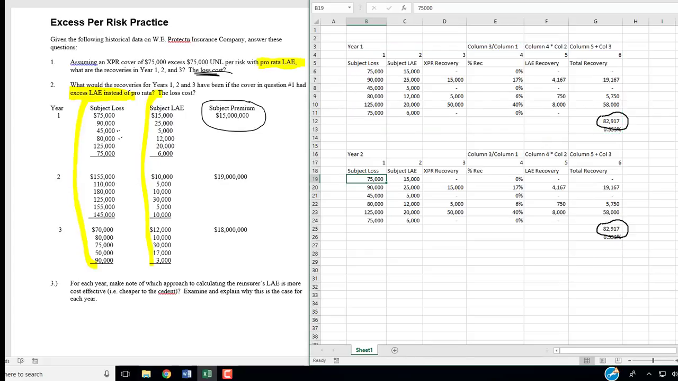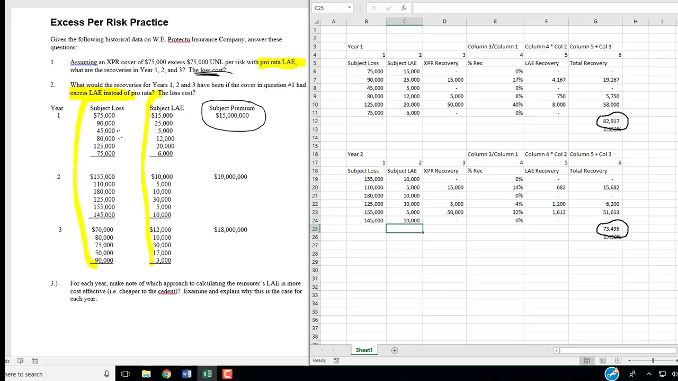So let's enter year 2 losses. 155, 110, 180, 125, 155, and 145. And our subject LAE is given as 10,000, 5,000, 10,000, 30,000, 5,000, and 10,000.